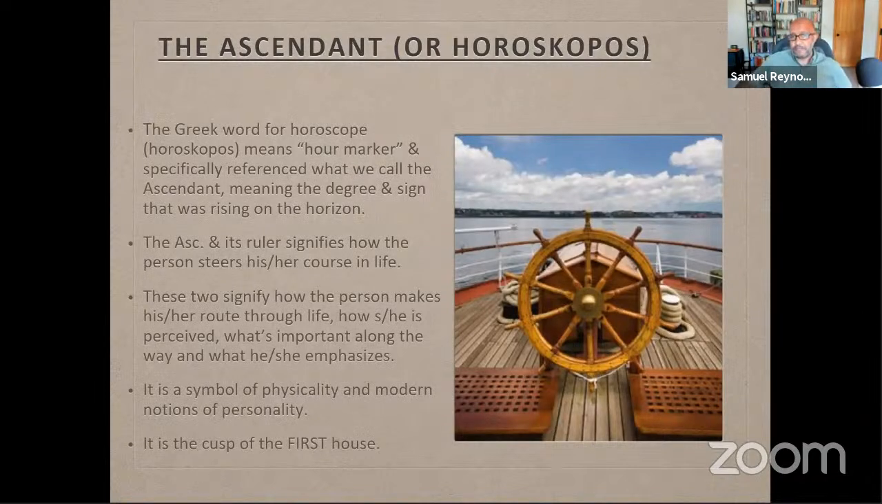The word ascendant is one particular thing, which is different from your rising sign. So the start of your chart is called the horoscopos, or the whole thing is now called the horoscope. But there's a very specific meaning for horoscopos, which means hour marker. So it literally is the point, the degree and sign, that is coming above the horizon when you were born. That is technically the ascendant, and that technically is the horoscopos.